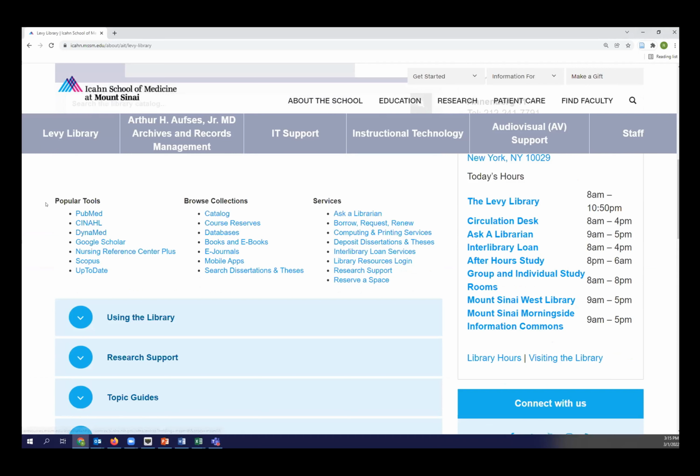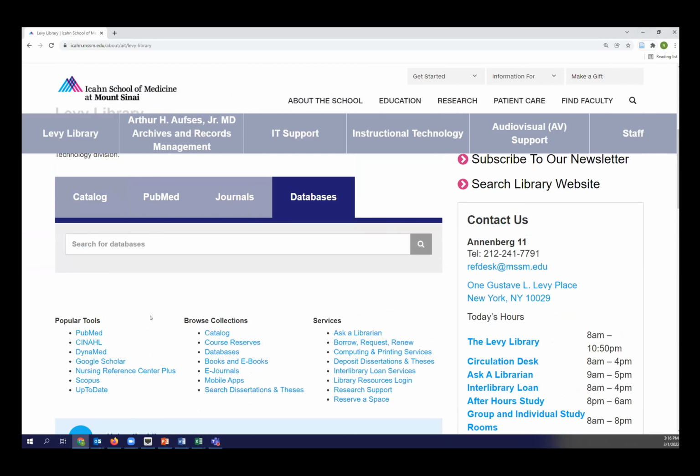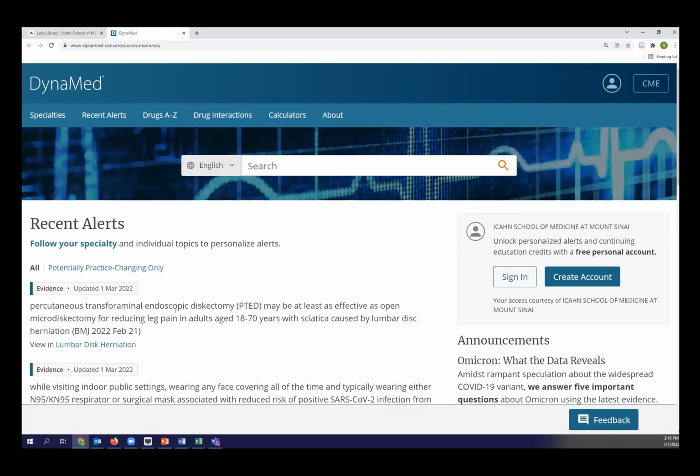And you'll see that Dynamed is right here on the library homepage under our popular tools menu. If you ever needed to find it somehow in another way, you could search for it on our databases list, but we do try to make it easily accessible. If you're off campus, when you go to access Dynamed, you'd be prompted to log in with your Mount Sinai network ID and password. And if you're on campus, you'll be able to access it seamlessly.